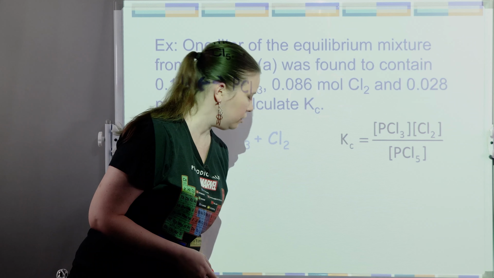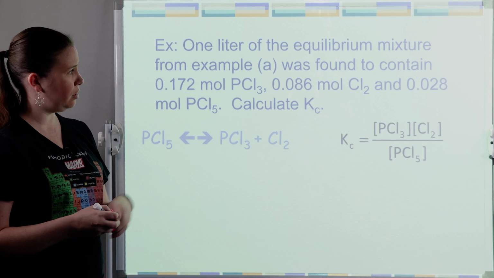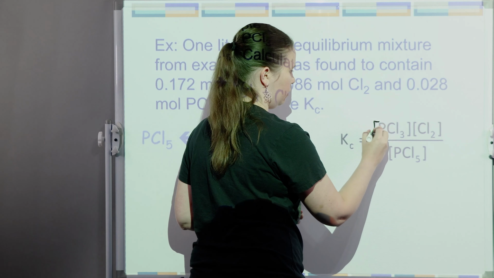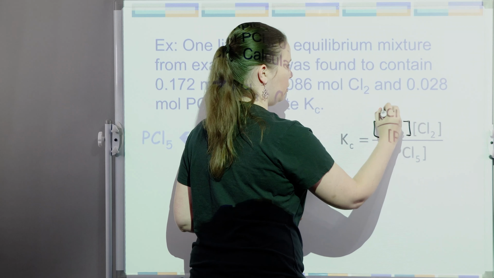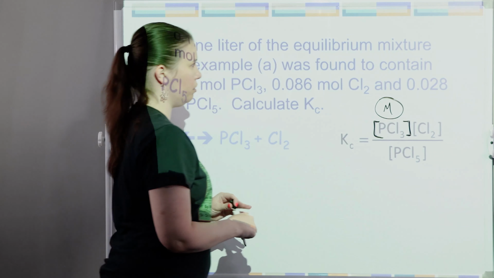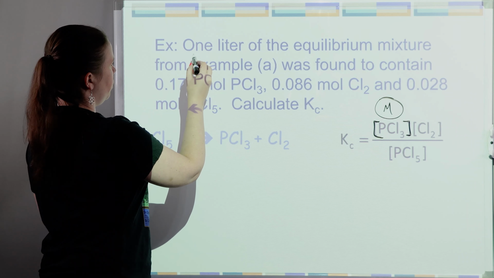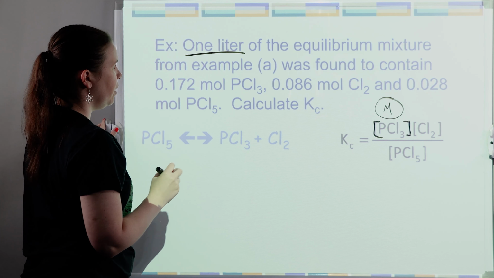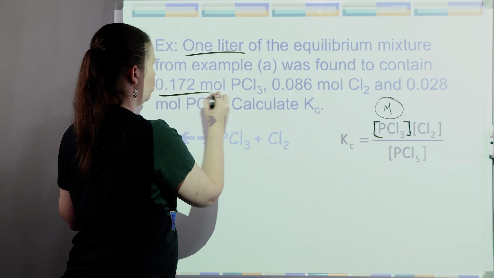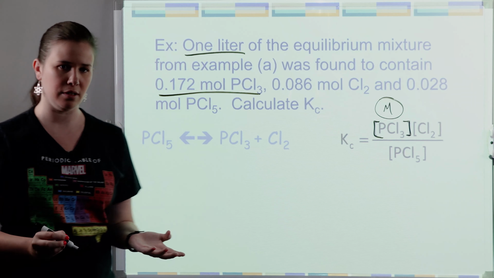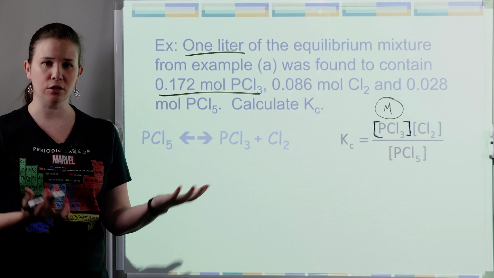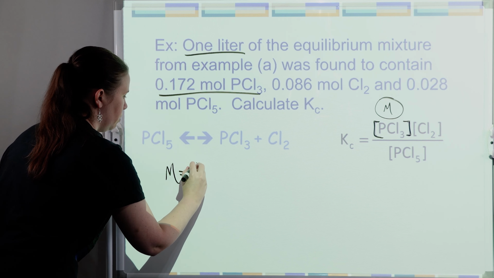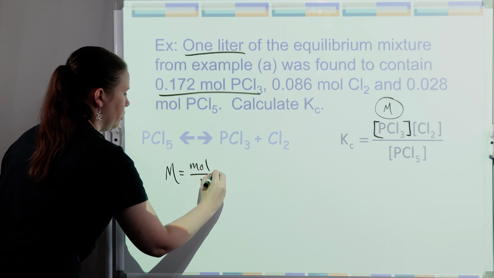Now let's try doing the actual math, plugging in molarity. Because of the brackets, I know I need molarities here. So let's look at our question. It says I have 1 liter of a mixture, and then it gives me individual moles of each substance. So if I have moles and liters, how can I get molarity? Well, remember, molarity was equal to moles over liters.